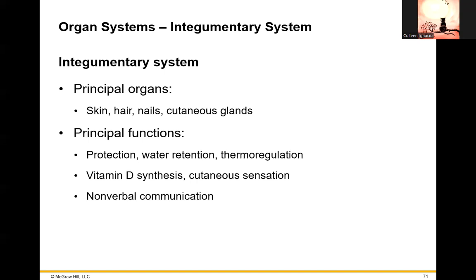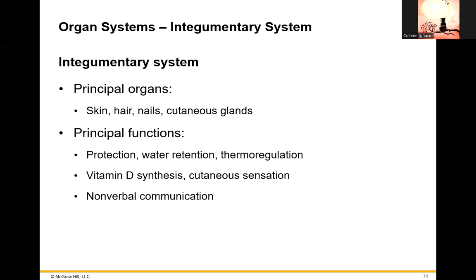The integumentary system, particularly the skin, works with vitamin D synthesis as long as you're out in the sun. It also helps with cutaneous sensation. The skin is very sensitive. And also it helps with nonverbal communication. Okay, so think about the raising of the eyebrows, the furrowing of the eyebrows, facial expressions. That helps with nonverbal communication.